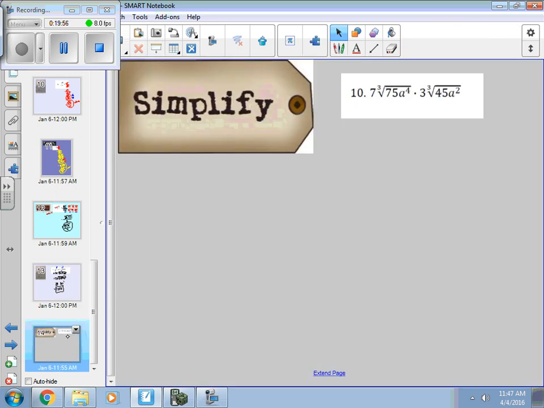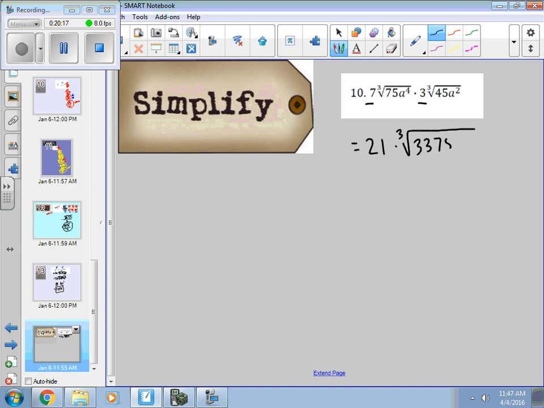All right, let's try one more of those. Why don't you pause the video, try this one out, see if you can simplify number 10, see what you get. All right, let's check it. On this one, we should be able to multiply the two numbers. That's 21. And we should be able to multiply these two cubed roots together. 75 times 45 is 3,375. A to the fourth times a squared is a to the sixth.